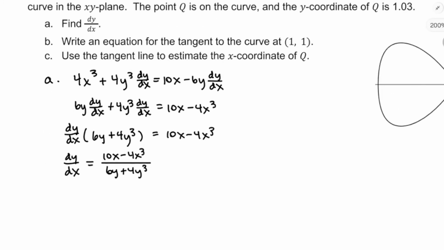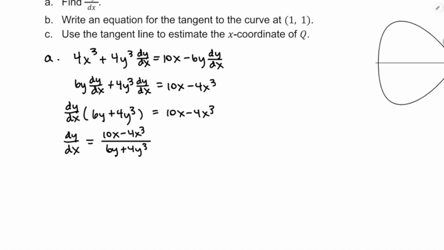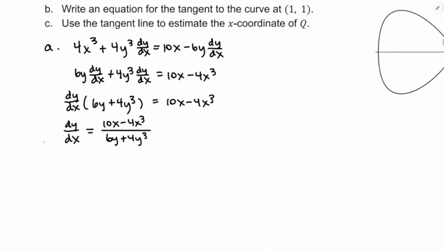Alright, great. And then we're going to write an equation for the line tangent to the curve at the point (1, 1). Okay, I'm going to need the slope. So I'll use the slope formula. And so that would be 10 minus 4 over 6 plus 4. So I got 6 over 10, which is 3/5.